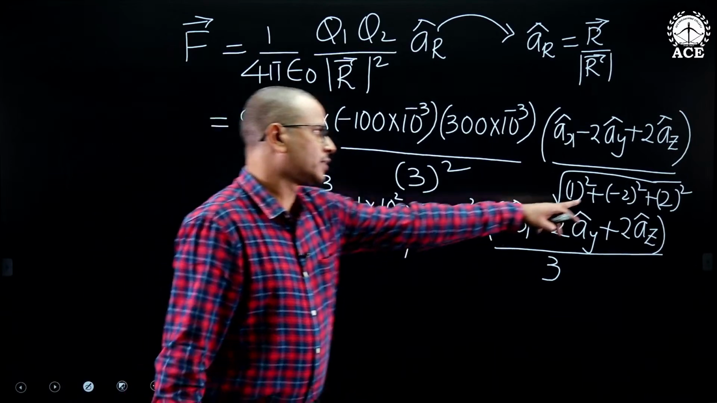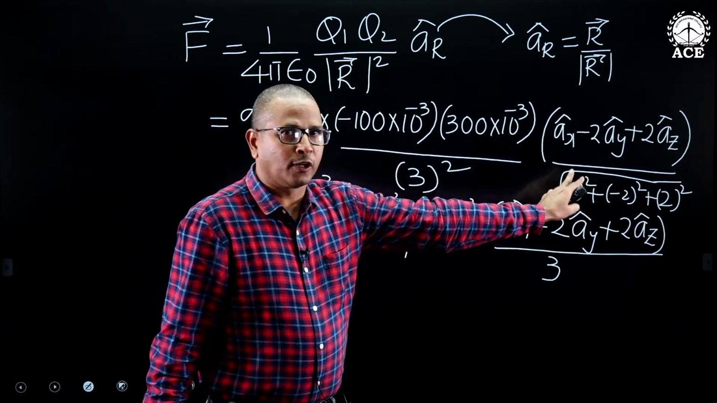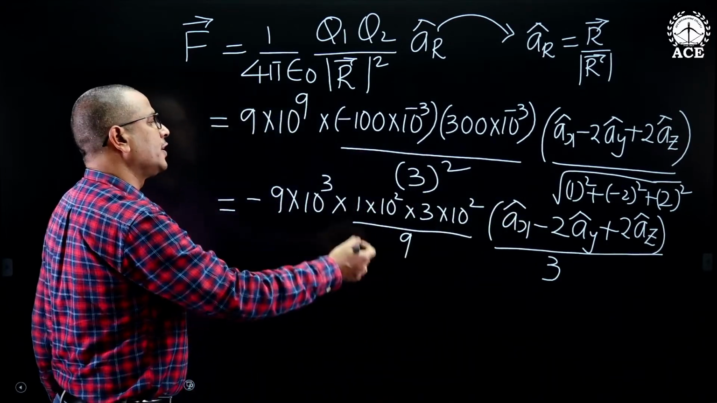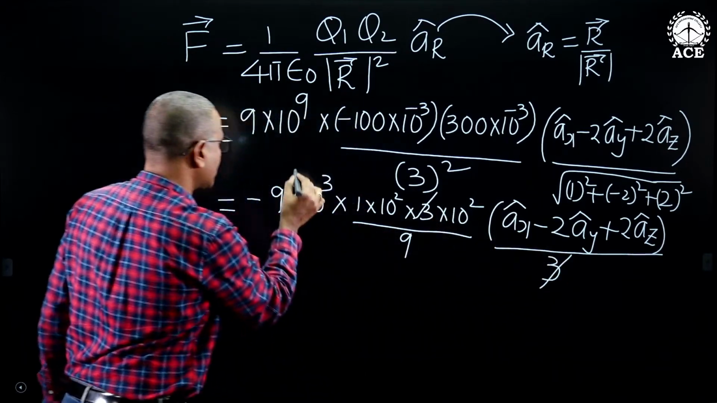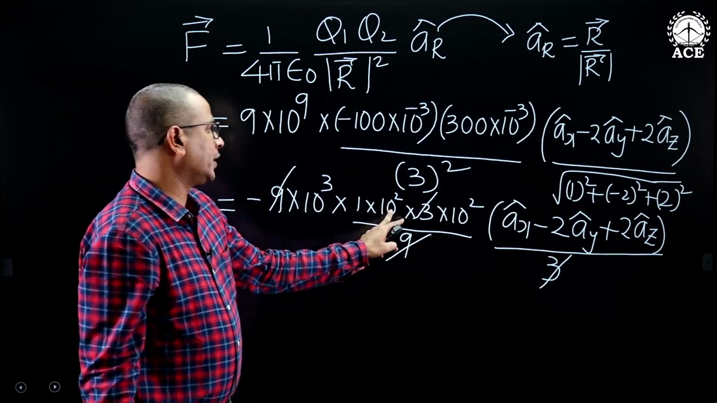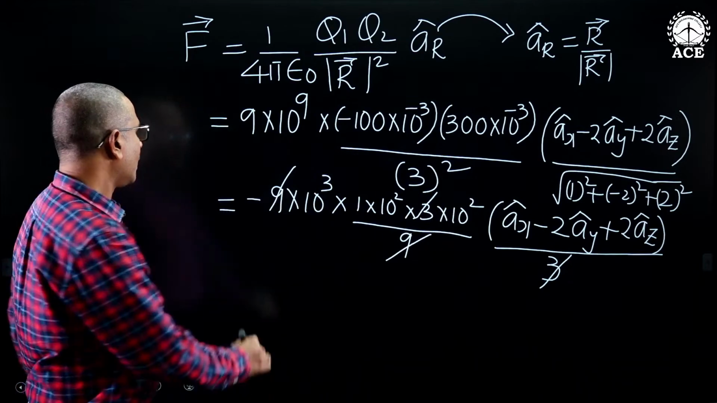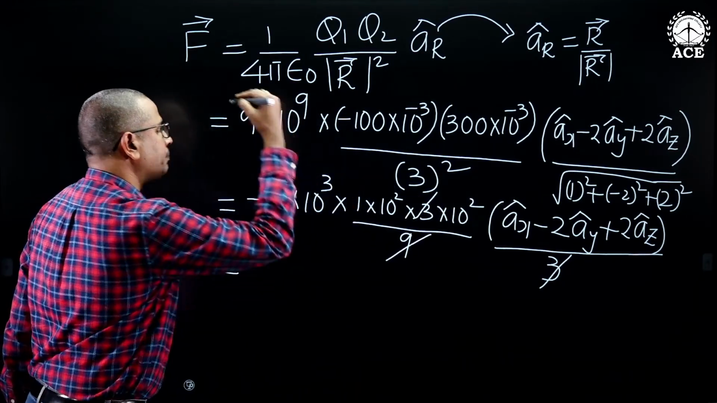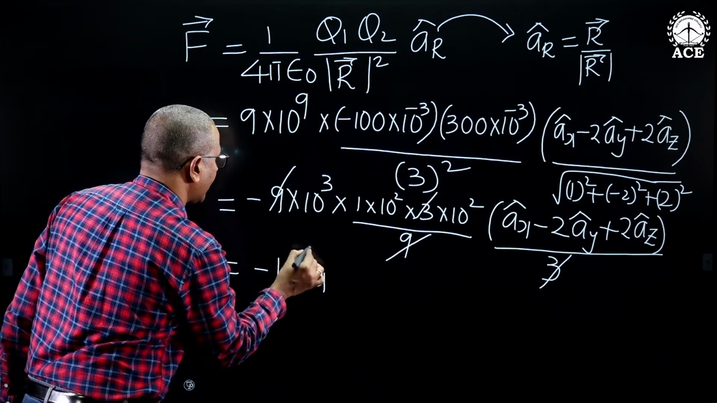Root 9, dear students. Square root of 4 plus 4, 8 plus 1, 9. Root 9 is equivalent to 3. If anything is cancelling, we can do it. 3 we can cancel. This 9 will be cancelled with this. Then 10 to the power of 3, 10 power 2, 10 power 2, 10 to the power of 7. I'm just keeping 10 here so that I can multiply with the minus sign. I can also write minus 10 AX cap.